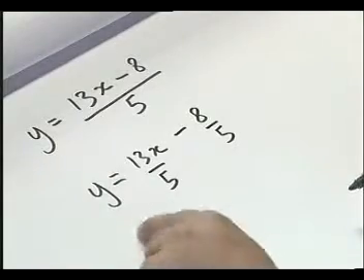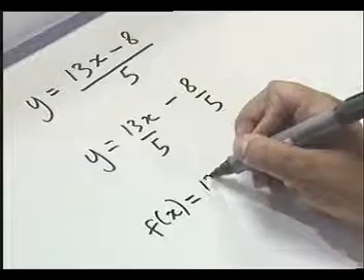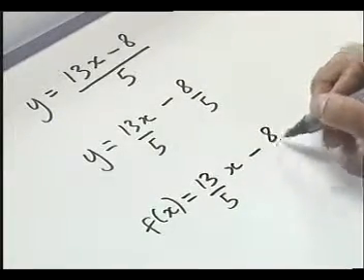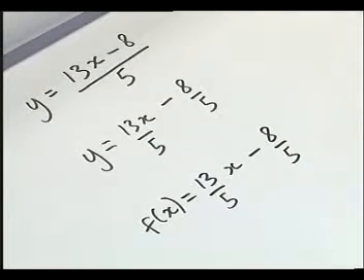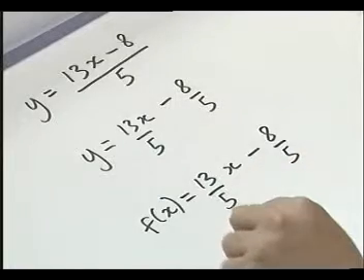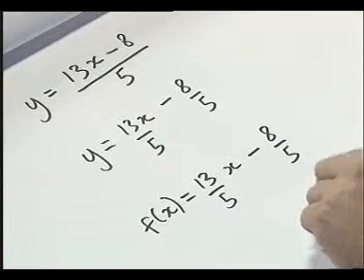And since y is f of x, we can write this as f of x equals 13 over 5 x minus 8 over 5. So this function is represented graphically by a straight line with a gradient of 13 over 5 and a y-axis intercept of minus 8/5.